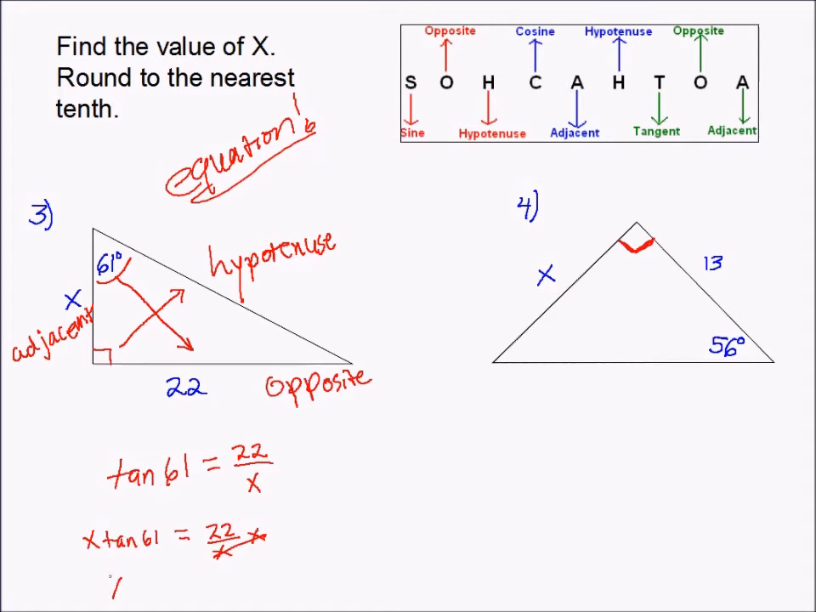And then I'm gonna have x times tangent of 61 equals 22 divided by tangent of 61 divided by tangent 61. Those cross out and you have x equals 22 over the tangent of 61. And if we plug that into the calculator, we're going to get 12.19 or 12.2. So x is going to be equal to 12.2. Okay? Let's try it again.